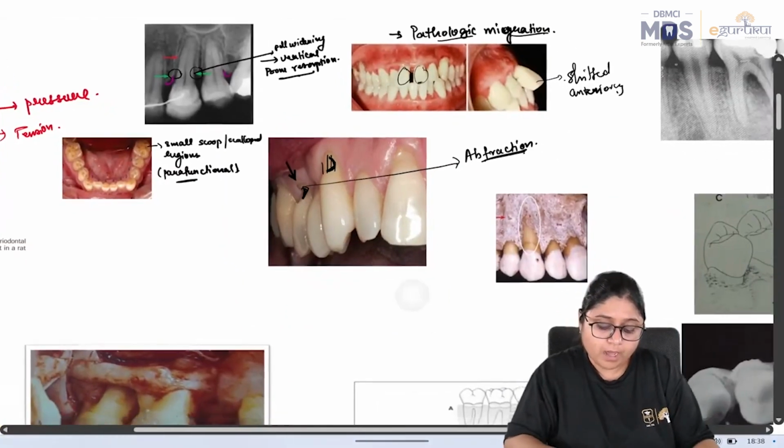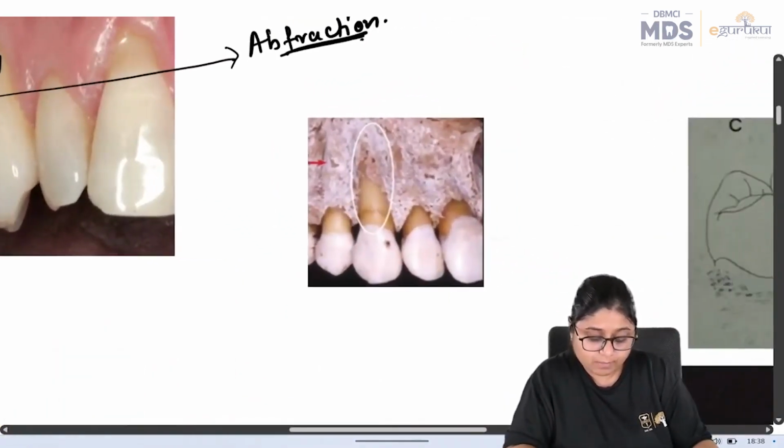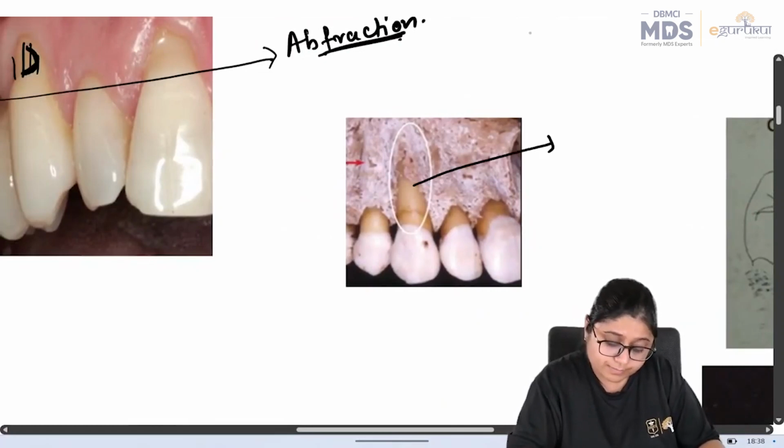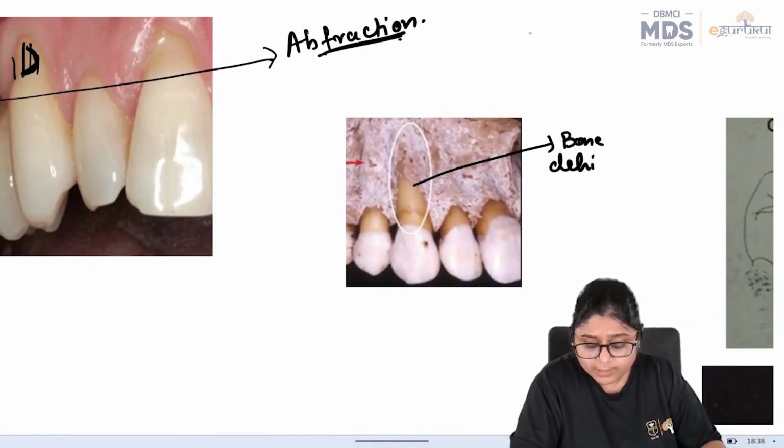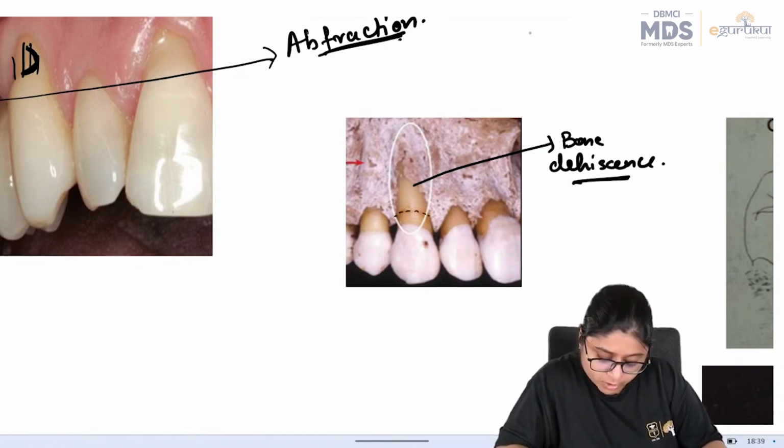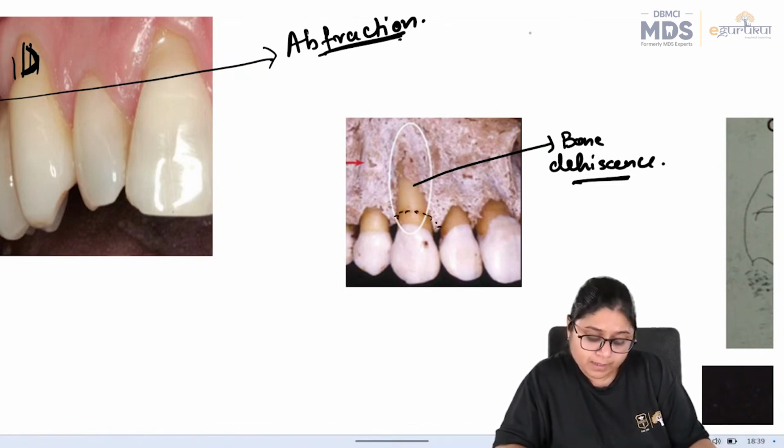Now, there will be bone dehiscence. What does bone dehiscence mean? Other signs which you will be able to see is bone dehiscence. Now, you will not be able to see bone dehiscence clinically because there will be tissue here; you will have your gingiva. But what will happen in some cases? There might be recession. If the patient is coming at an early stage, three possibilities are there.